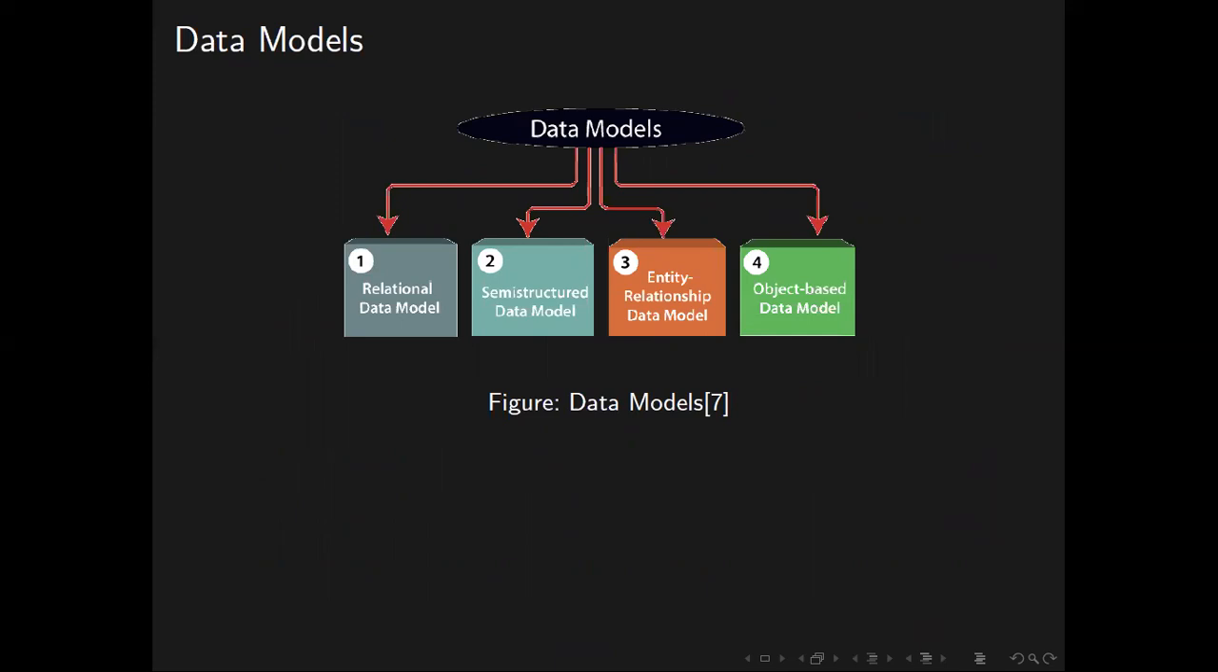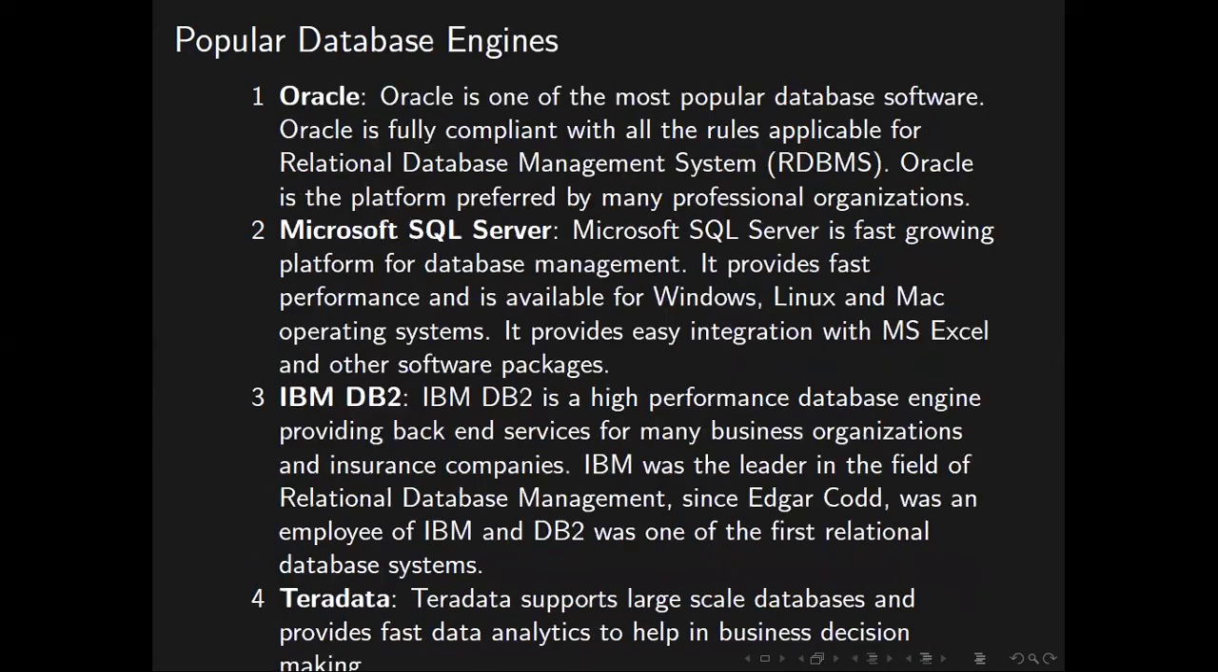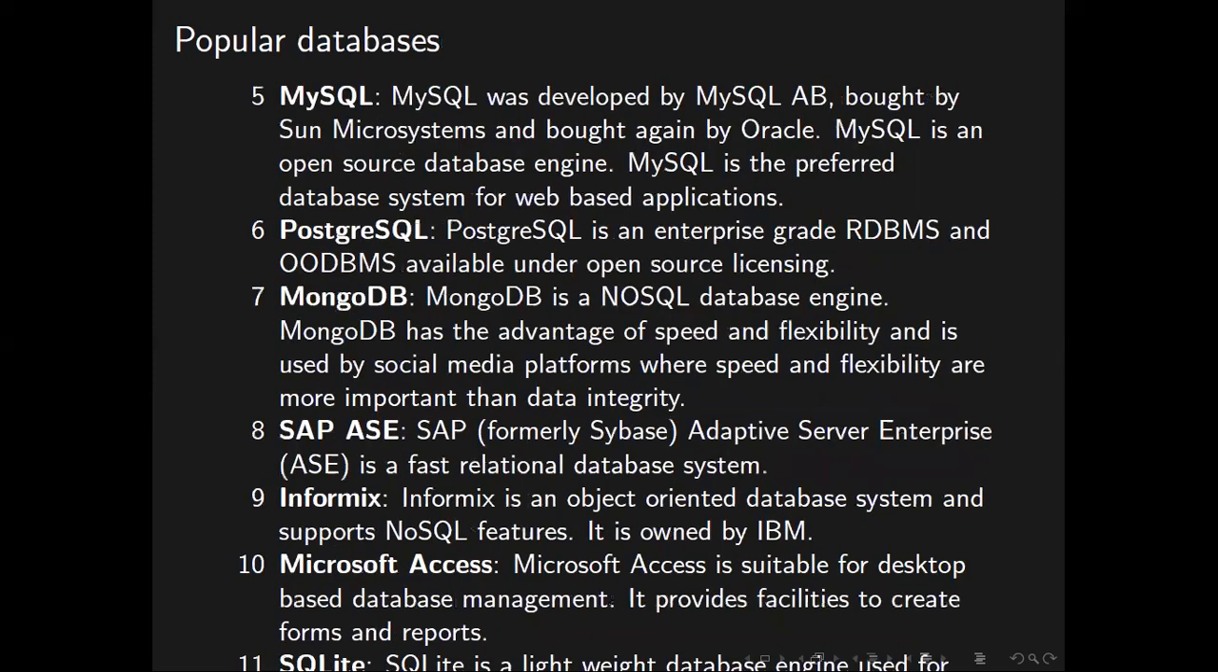Now, database models and RDBMS: entity relationship model, object relational model, semi-structured model. Then we have seen that there are database engines available for purchase, and some are freely available: Oracle, Microsoft SQL, IBM DB2, MySQL, PostgreSQL, MongoDB, SAP ASE, Informix, Microsoft Access, SQLite. Amongst these, we have used MySQL as a database engine for our practical work. Done. With this, we close theory.